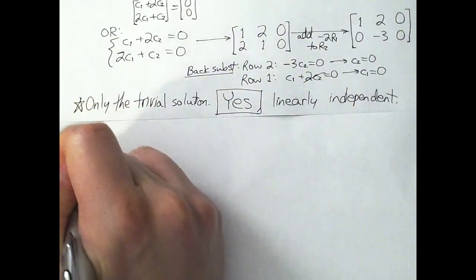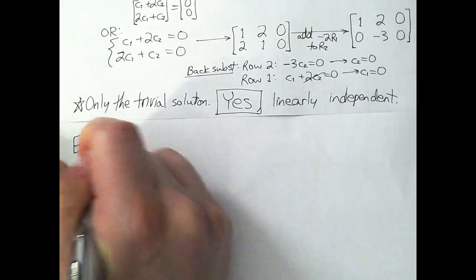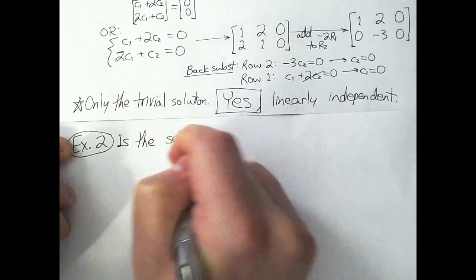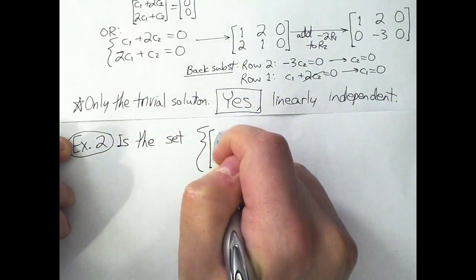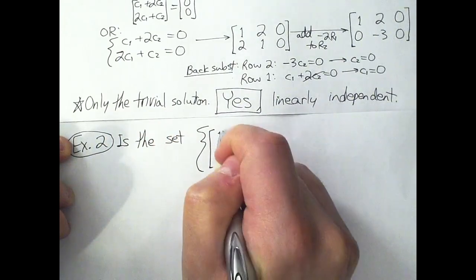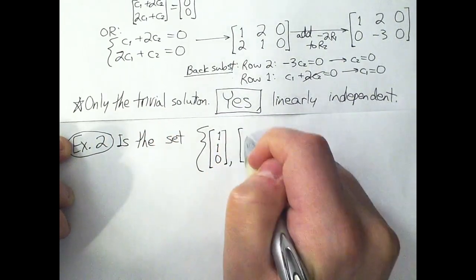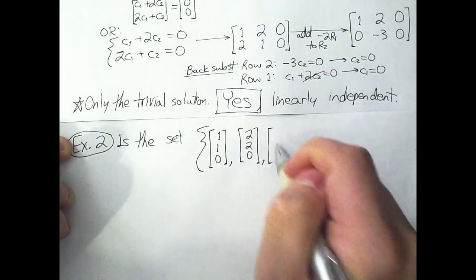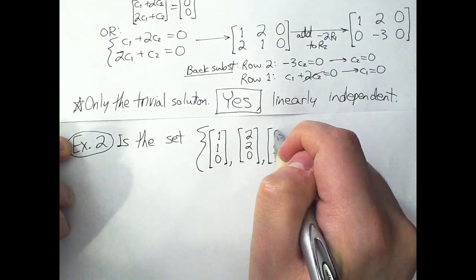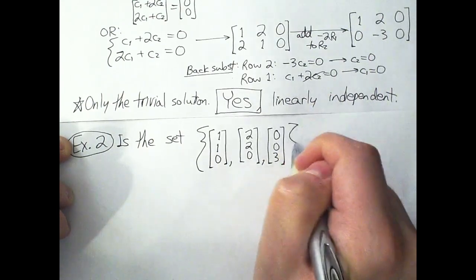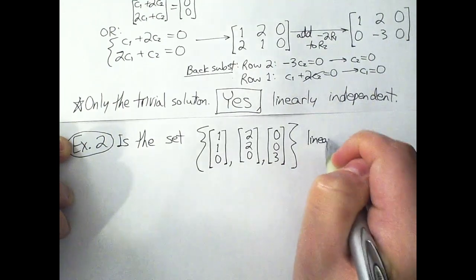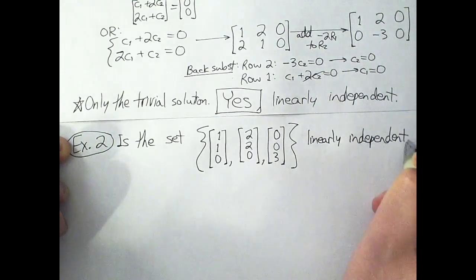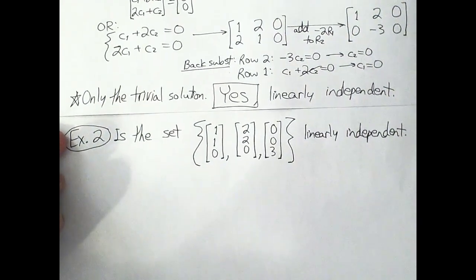Okay, so example 2, and I'm going to ask you to try this one. Is the set (1, 1, 0), (2, 2, 0), (0, 0, 3) linearly independent? So I'd like you to pause the video, take a few minutes, and try to answer this.